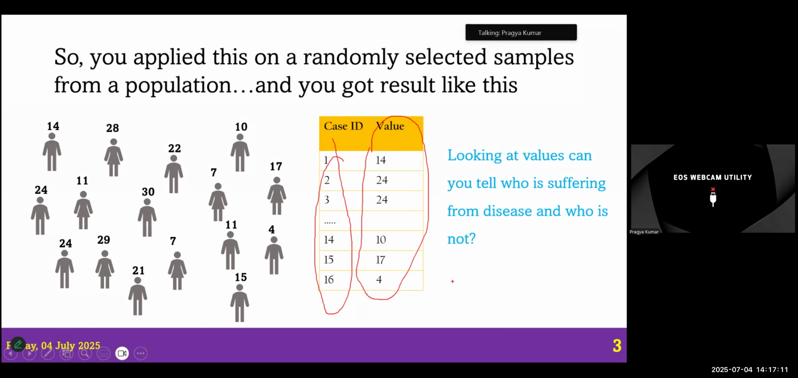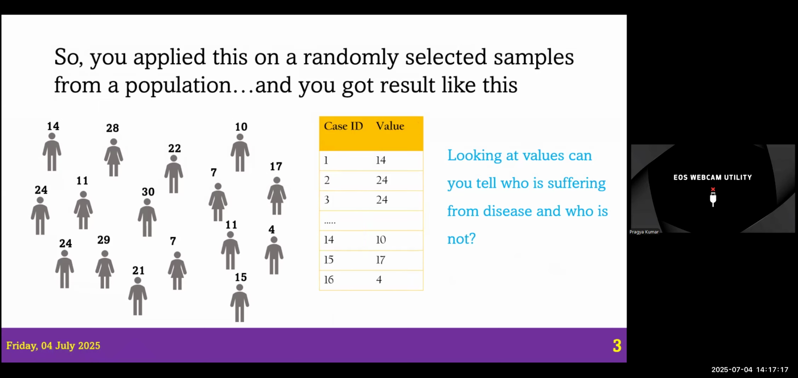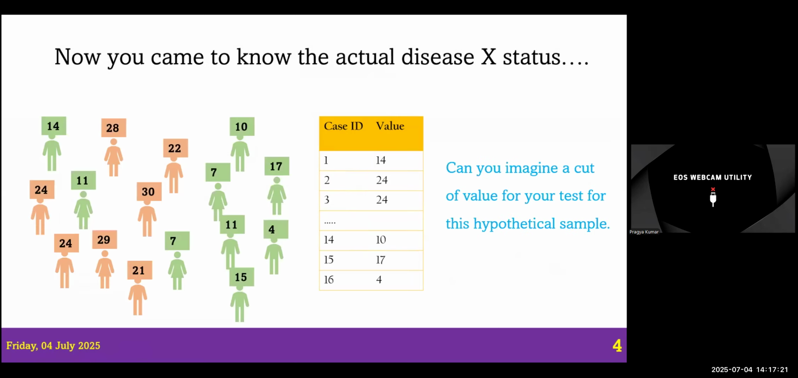Based on this data, you cannot say, because we don't know anything about the instrument, we don't know the cutoff, so we cannot tell. But if I have the two disease statuses, in this case the green color is for the healthy and the orange color is for the diseased, then you have the actual status of the person also. And these values are your new instrument test result.